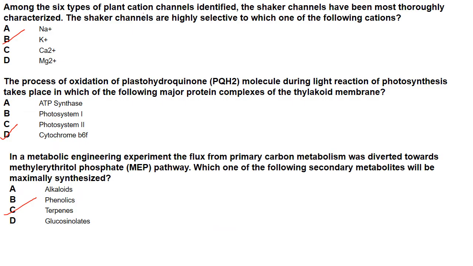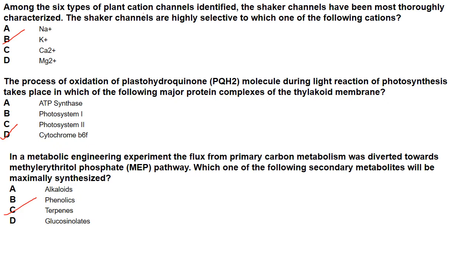Then next one. Among the six types of plant cation channels identified, the shaker channel has been most thoroughly characterized. The shaker channels are highly selective to which of the following cations? So the shaker channel is an ion channel that allows potassium ions to pass through the membrane. So the answer here is option B, that is potassium.